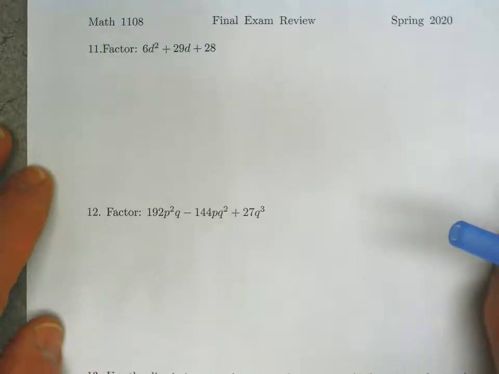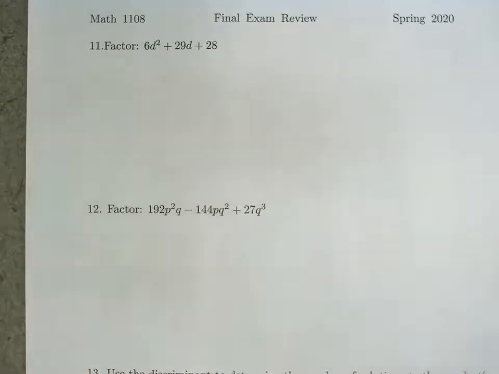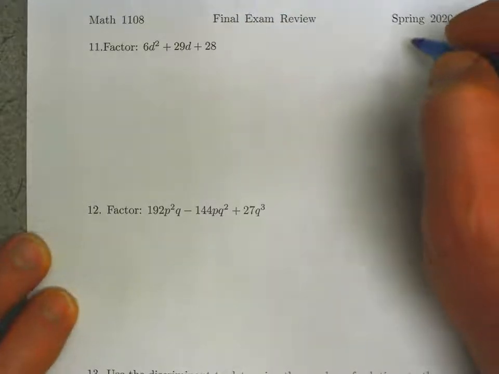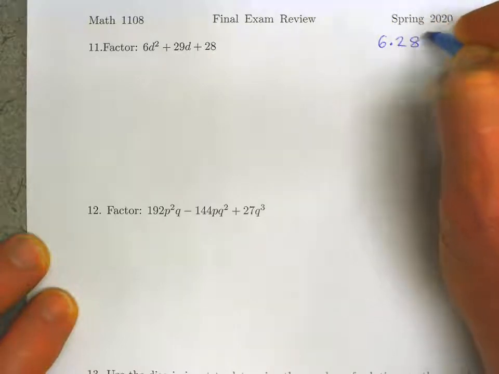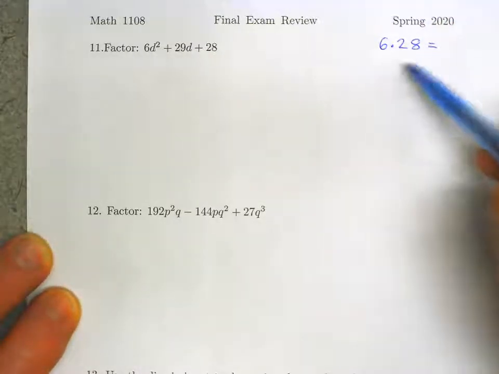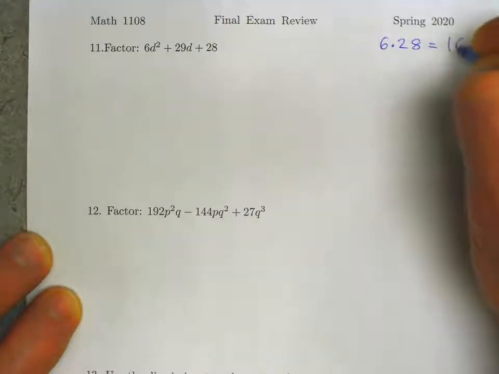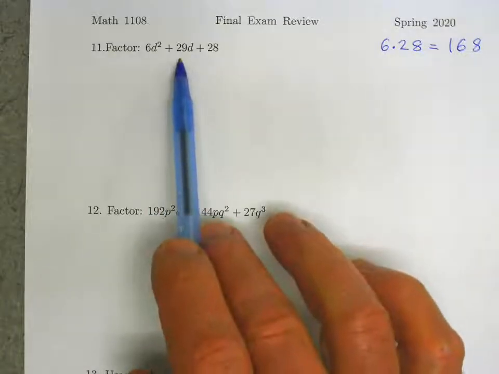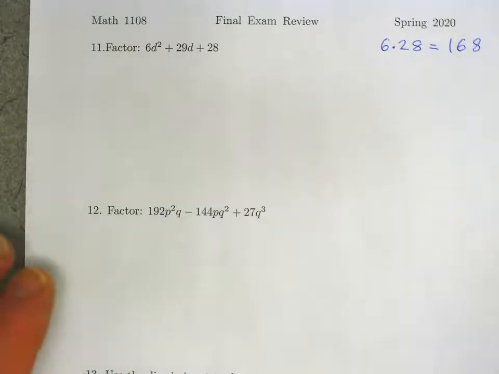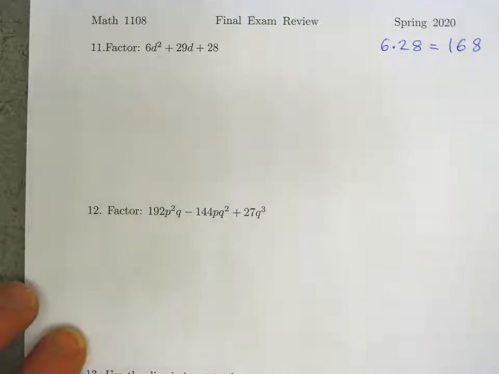Okay, this one says factor 6d squared plus 29d plus 28. So we'll try the AC method. So we multiply 6 times 28, and we get 168. So we want to see if we can find two integers that have a product of positive 168 and a sum of positive 29. If the integers exist, they both must be positive.